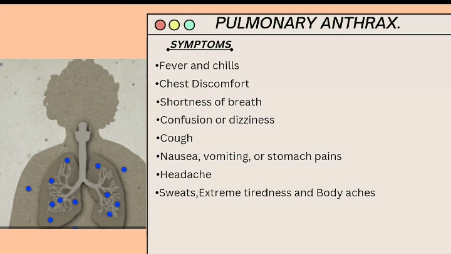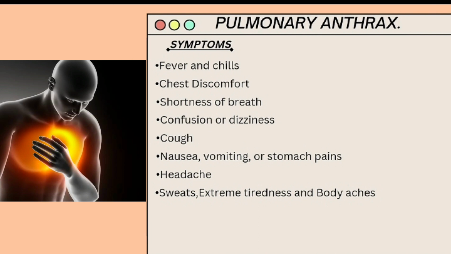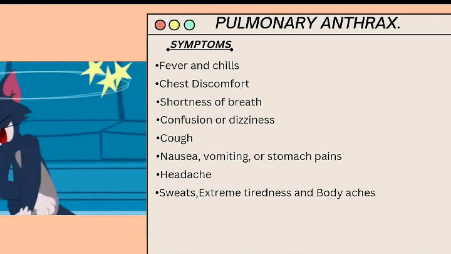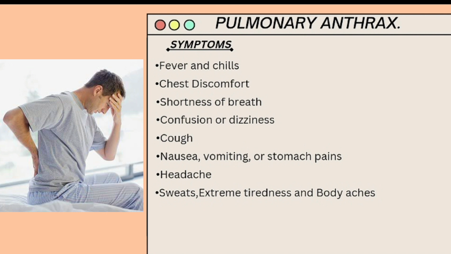After intestinal anthrax, now here is pulmonary anthrax. The symptoms of pulmonary anthrax are similar to intestinal anthrax. So here is fever and chills, chest discomfort, shortness of breath, confusion or dizziness, cough, nausea, vomiting or stomach pains, headache, sweats, extreme tiredness and body aches.